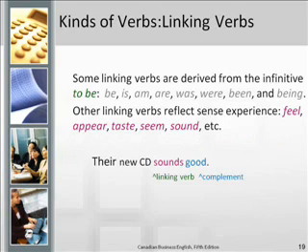Probably the most common type of linking verb is those from the infinitive to be. Be is am, are, was, were, been, and being. As long as they are the principal verb of the sentence and not an auxiliary verb in the verb phrase, then you will always have a linking verb. Other types of linking verb reflect sense experience, such as feel, appear, taste, seem, sound, and so forth. For example, in the sentence, their new CD sounds good, the linking verb is the word sounds, and the complement is good. It describes the CD.